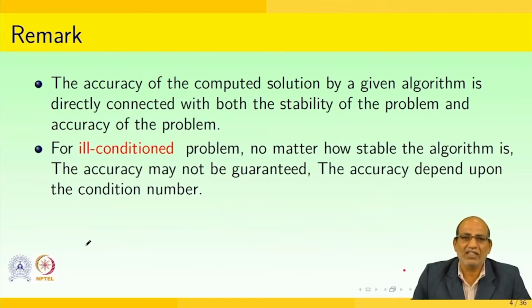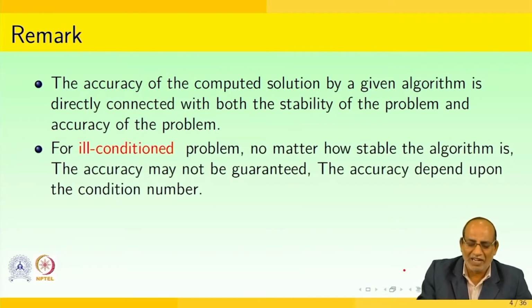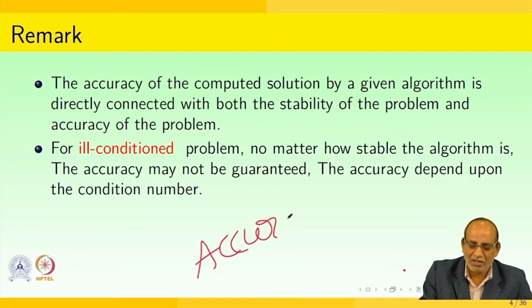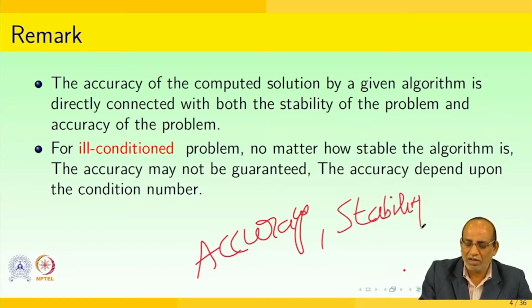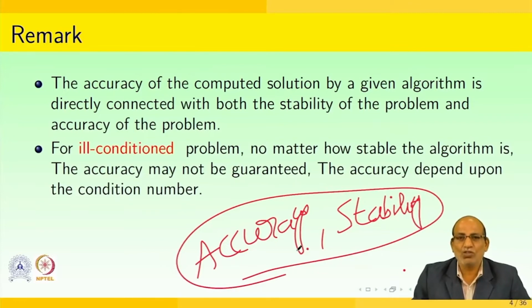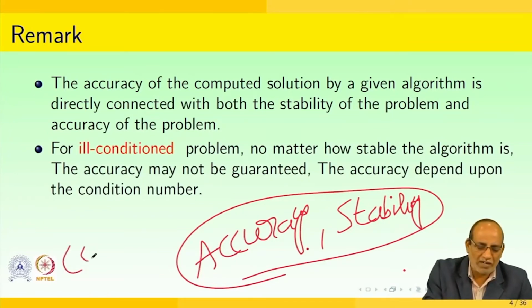Now let us take the ill-conditioned case. For an ill-conditioned problem, no matter how stable the algorithm is, the accuracy may not be guaranteed. The accuracy depends upon the condition number. You see, they are all intimately connected: accuracy, stability. So the accuracy may not be guaranteed. The accuracy depends upon the condition number, how good the condition number is.